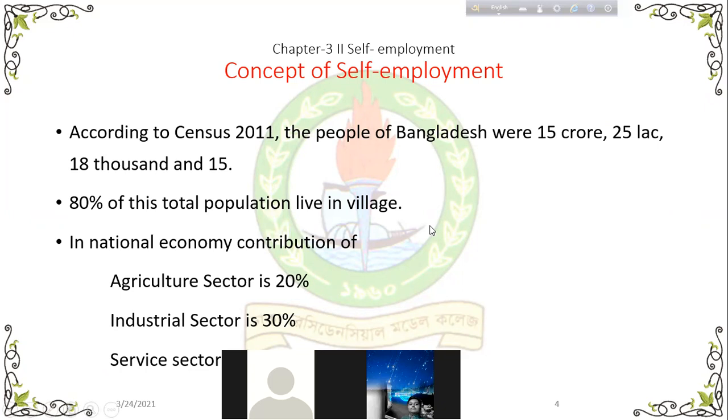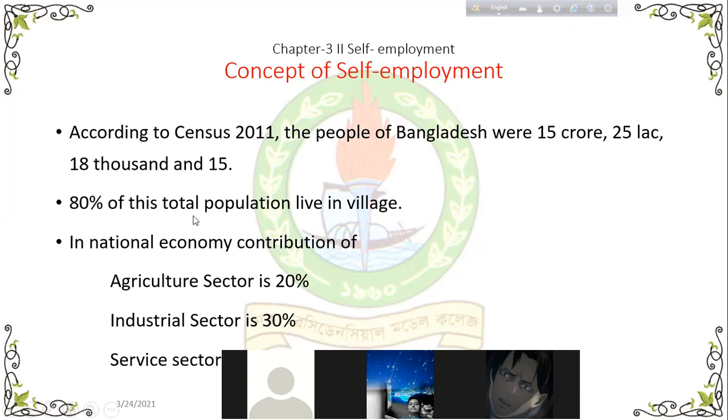This is a most important question. Frequently, it comes in the exam. How many people live in villages? What is the percentage of people living in villages? These types of questions will come in the exam.